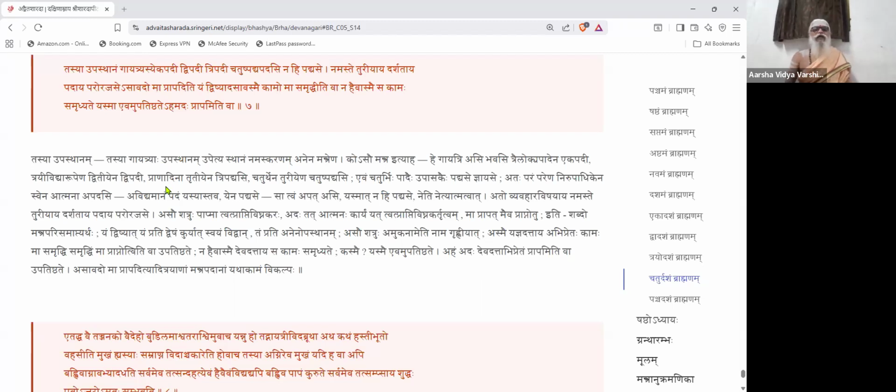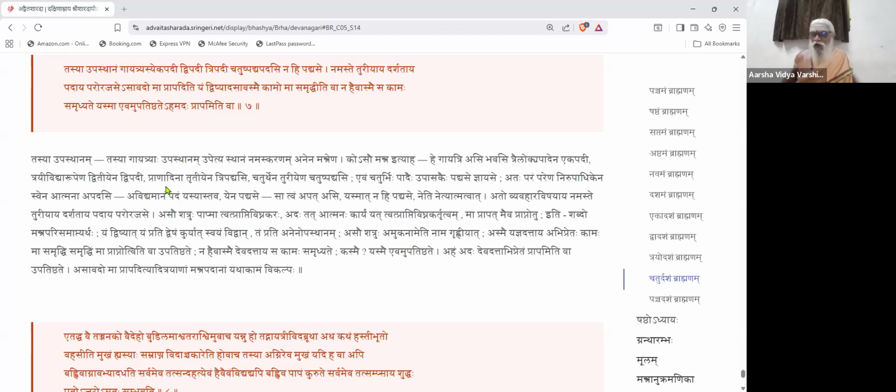Okay, so the next one is what? So either you can chant this mantra, see, up to namaste turiyaya darshataya padaya paro rajase, and then instead of saying asau adaha ma prapaditi, you can say asau asmai kamo ma samriddhiti, like that. Okay, means in this case, what is the prayer?